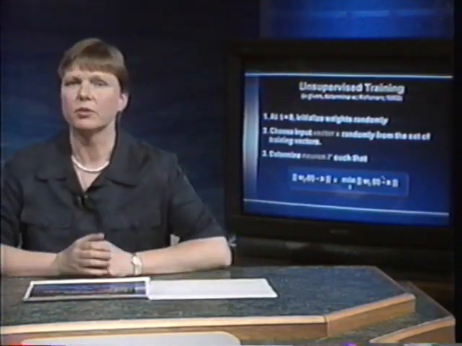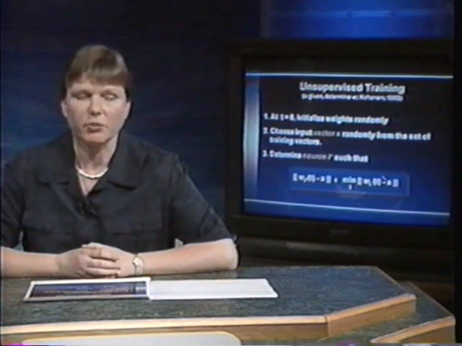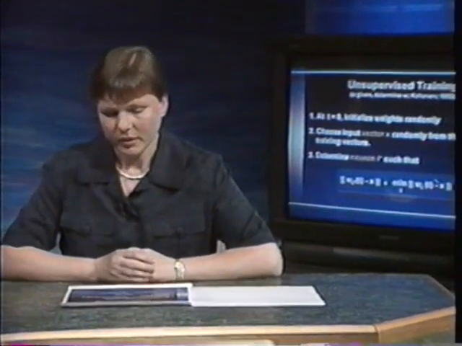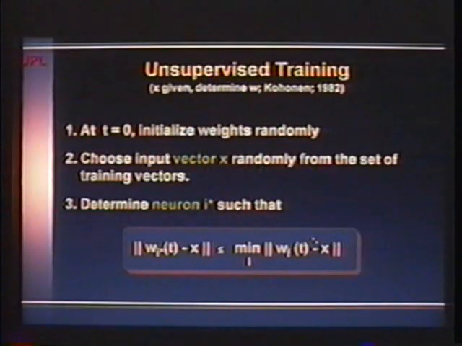So let me give you the algorithm of the unsupervised training. This algorithm is due to Kohonen in 1982 and is often called the self-organizing algorithm. At time t equals 0, we are going to initialize our weights randomly, and we are going to choose our input vector x randomly from the set of training vectors. We are further determining our neuron I star such that the Euclidean difference between the weight vector of neuron I star and x is minimal.